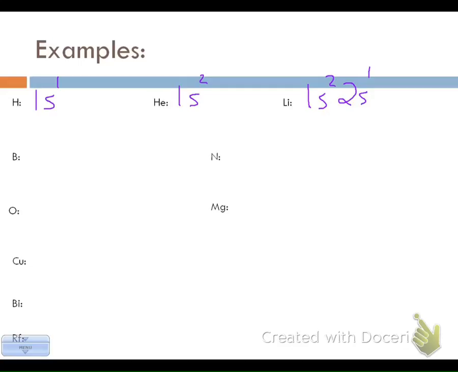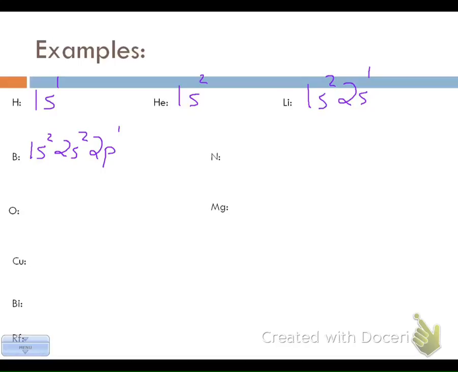Boron has 5 electrons, so that's 1s2, 2s2, and then those two are full, so I go to the next available subshell, which now is the 2p, and we are not going to break these up into x, y, z. The electron configuration takes away that m quantum number. So instead of writing all that out, I'm just going to put how many electrons are in the p. In this case, it's just one.